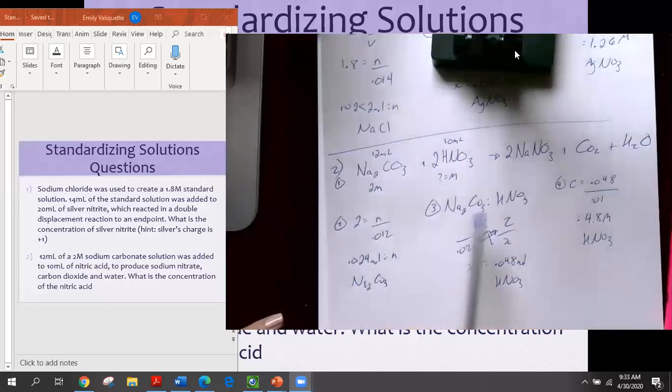Then we mole ratio from that to the nitric acid, which is a 1:2 ratio, cross multiply and get 0.048 moles of the nitric acid. And then we plug that into C equals N over V and get 4.8 molar as our concentration of nitric acid.